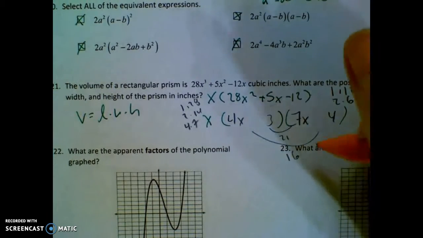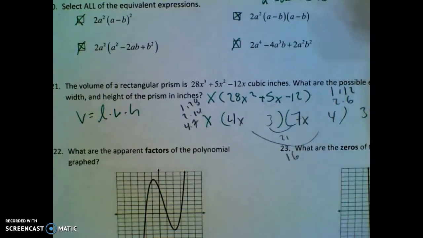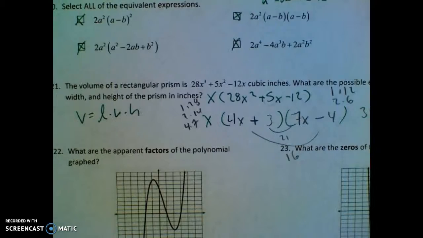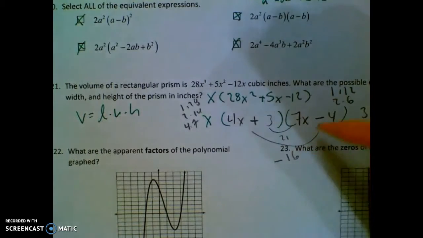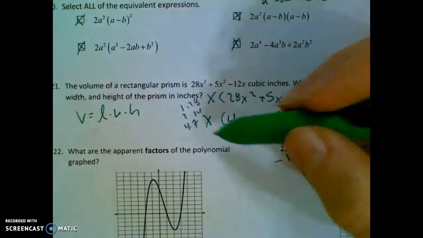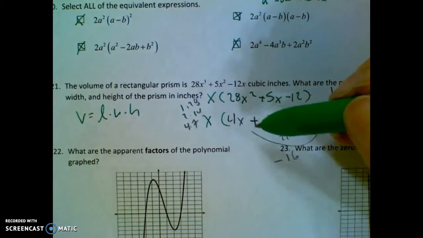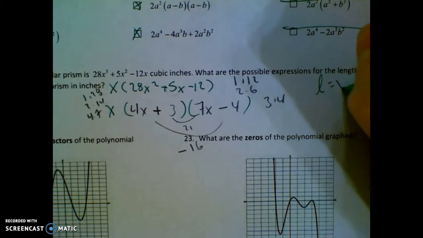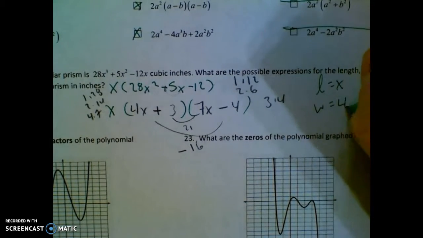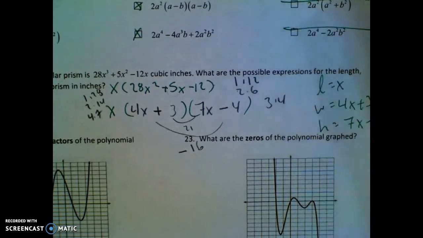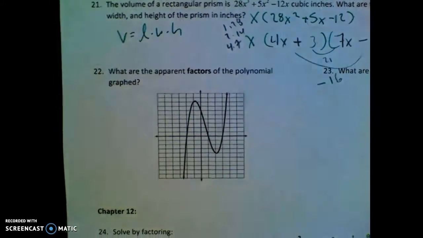First try. How do I make 21 and 16 be a 5? Well, it's 21 minus 16. Add that on there. So outer product negative, inner product positive. And there it is. We're actually done. So call one of these length, one of these width, and one of these height. So I'm just going to go ahead and say length equals x, width equals 4x plus 3, and height equals 7x minus 4.